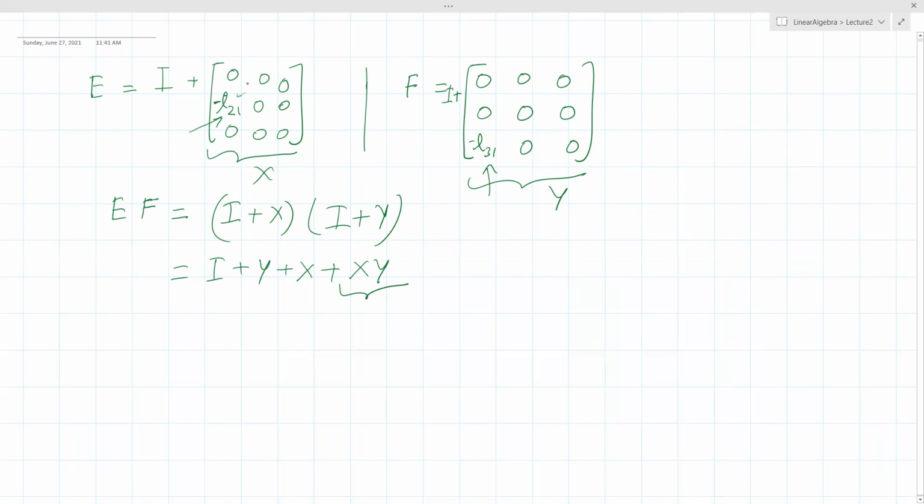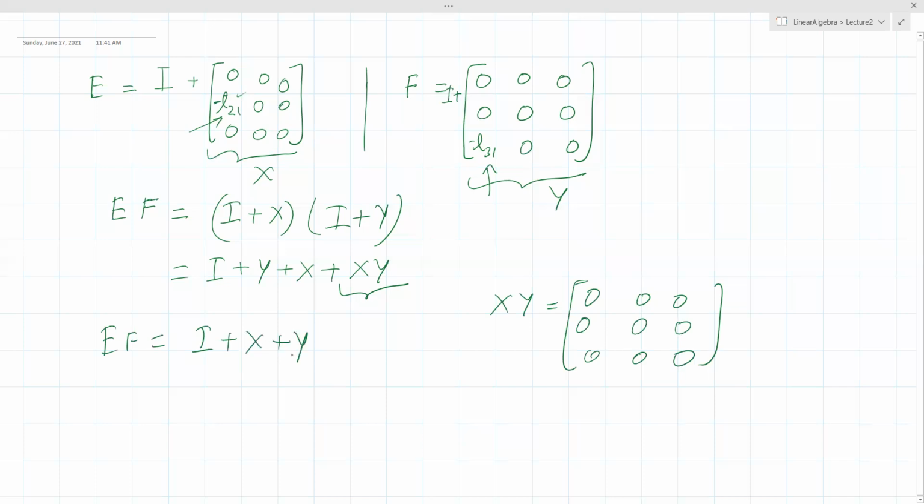Now look at the first row. First row is going to be 0 everywhere, because first row first column, first row second column, whatever, is all 0. So the first row of XY is going to be zeros. What about the second row of XY? Second row, first column 0. Second row, second column 0. Third column 0. What about the third row? 0, 0, 0. So we get a very beautiful property. What is the property? That EF is equal to I plus X plus Y.